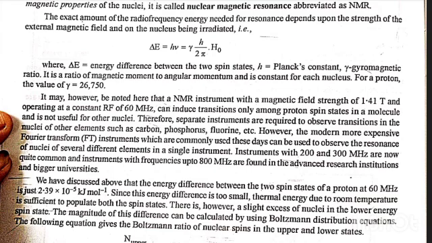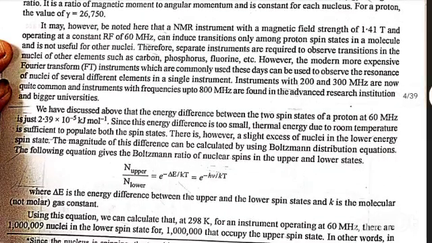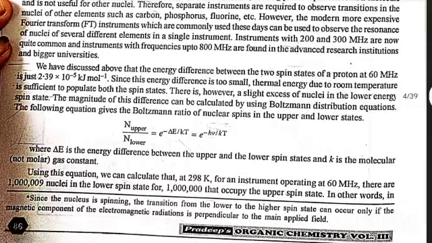It may, however, be noted here that an NMR instrument with a magnetic field strength of 1.41 T and operating at a constant RF of 60 MHz can induce transitions only among proton spin states in a molecule and is not useful for other nuclei. Therefore, separate instruments are required to observe transitions in the nuclei of other elements such as carbon, phosphorus, fluorine, etc. However, the modern, more expensive Fourier transform (FT) instruments, which are commonly used these days, can be used to observe the resonance of nuclei of several different elements in a single instrument.